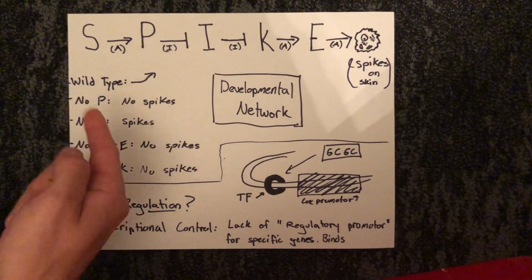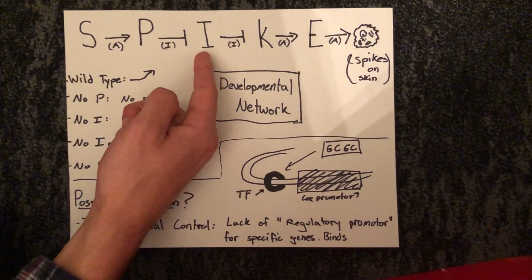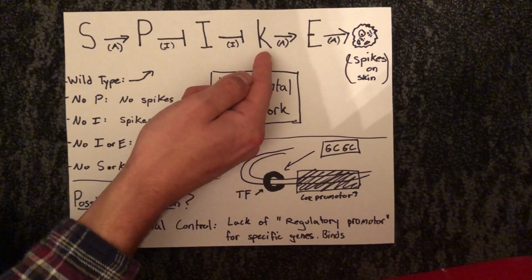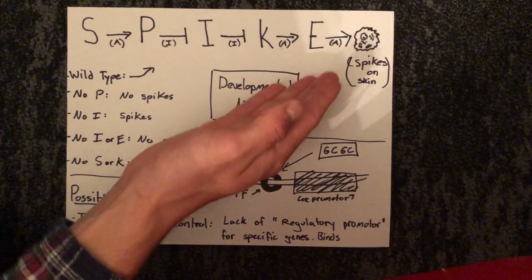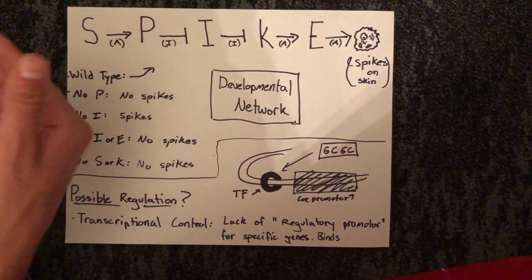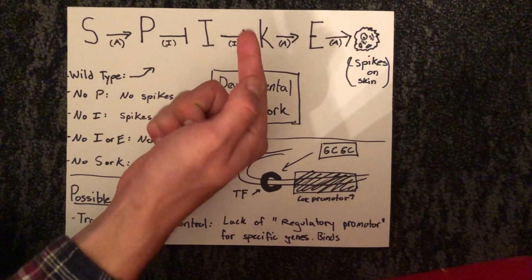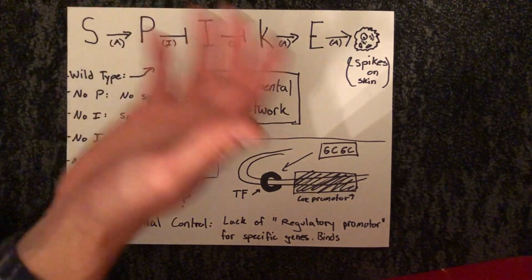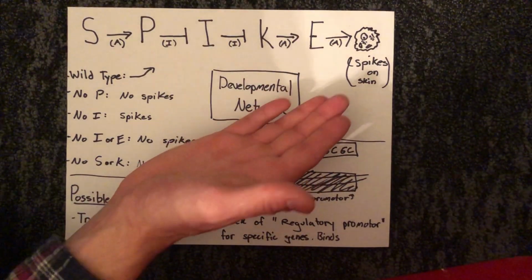If we don't have P, then we can't prevent I from being expressed or activated. If I is activated, it inhibits K from being expressed, and then K cannot express E, and E therefore can't express spikes. If there's no I, then we cannot prevent K, and we therefore can express E, and there will be spikes.